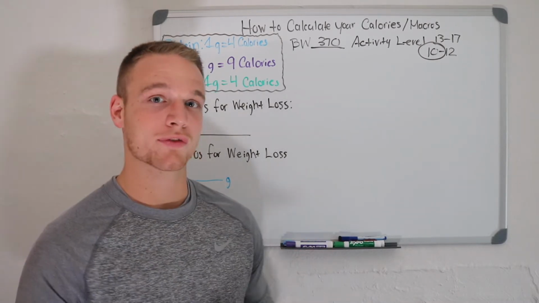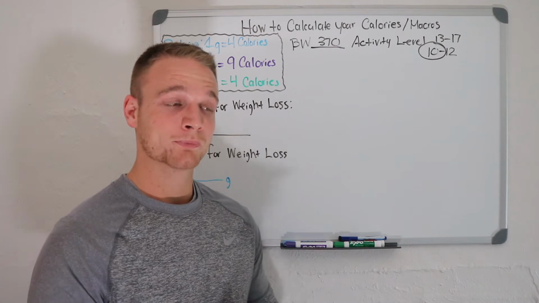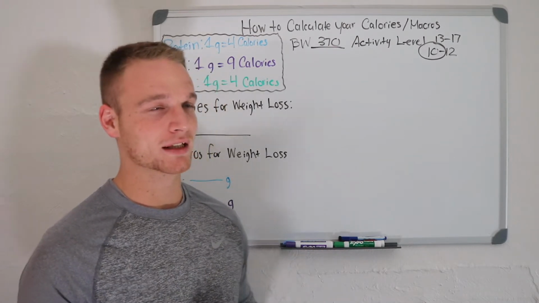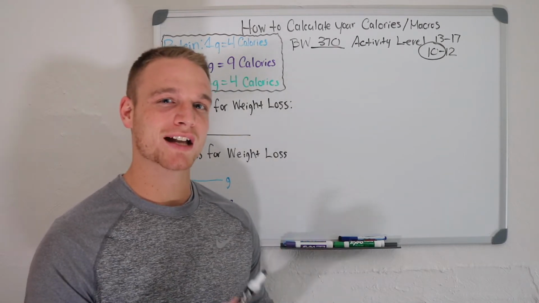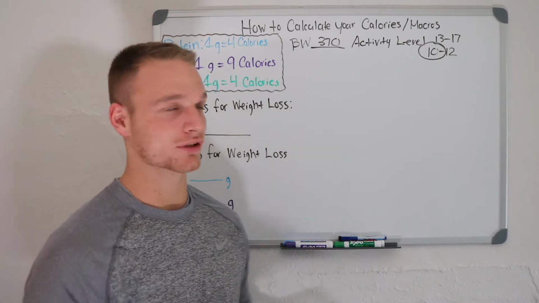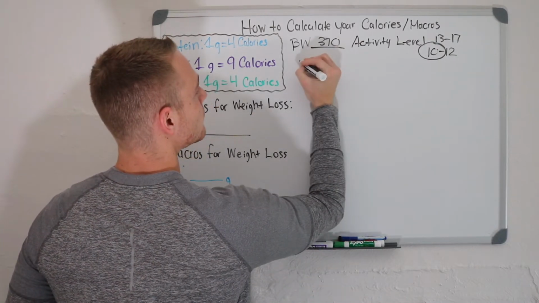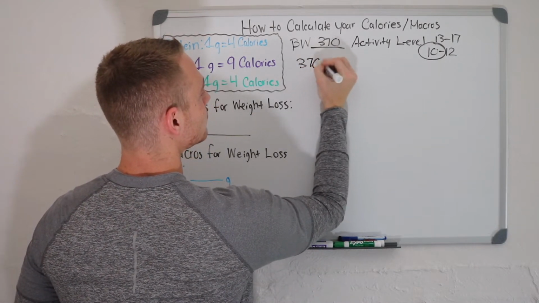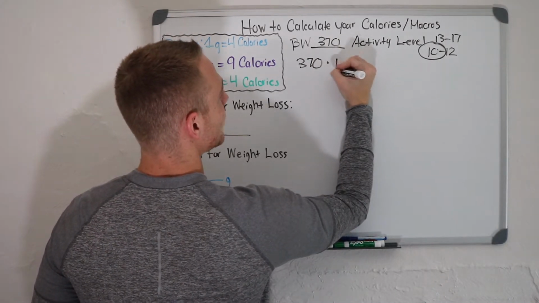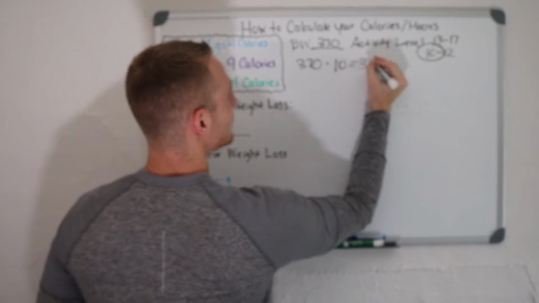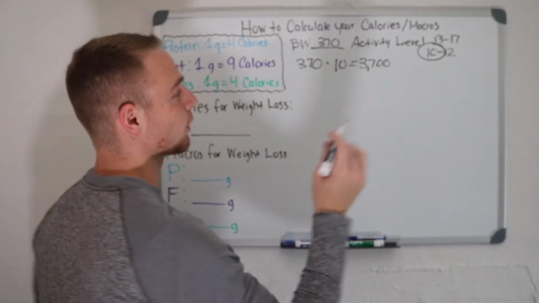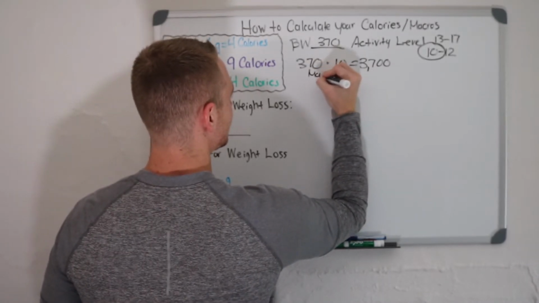Someone with an activity level of 13 maybe has a desk job and does maybe only 30 minutes of exercise 3 times a week. And then everything in between, you can just use your own judgment and adjust accordingly if you're losing weight or if you're not losing weight. So we're going to do 370 times 10, which is 3,700. Now that 3,700 number is what we're going to call our maintenance.